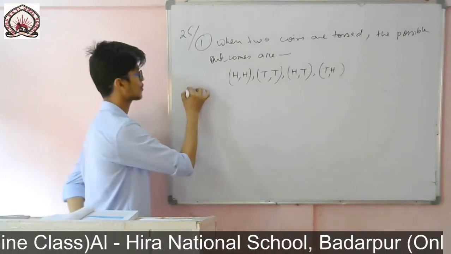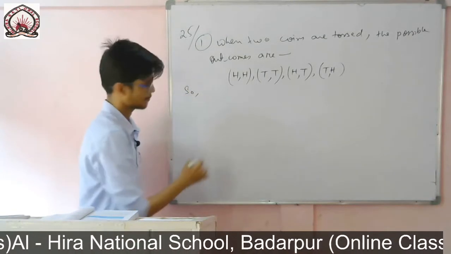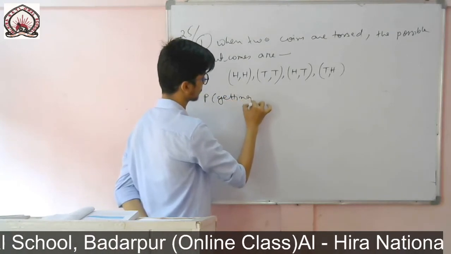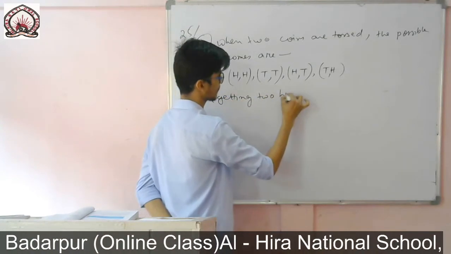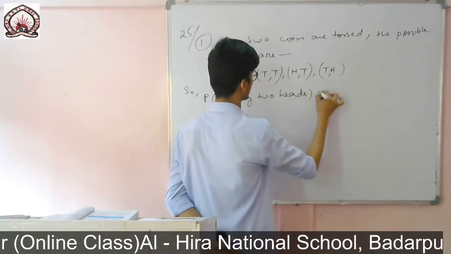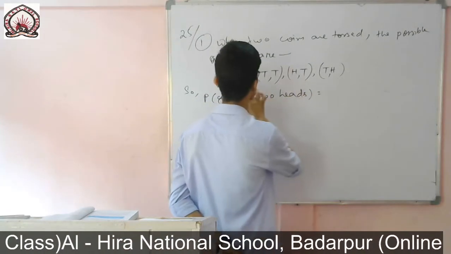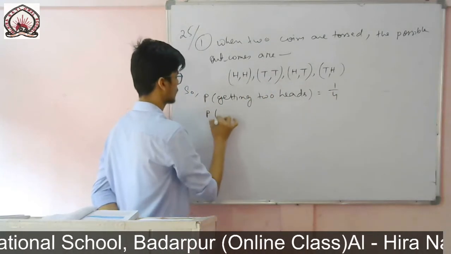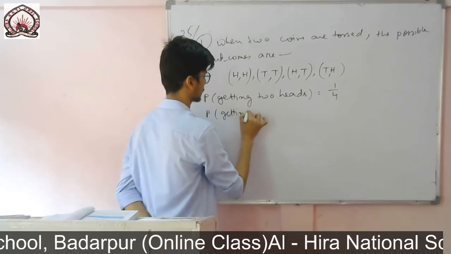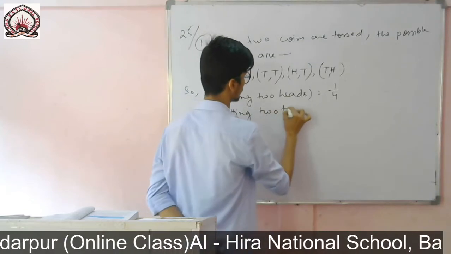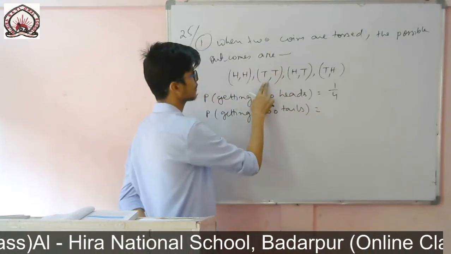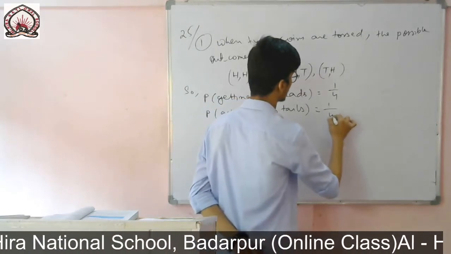So which one is also wrong? I will show. Let me find the probability of getting 2 heads. It occurs how many times? Only one time. So 1 by 4. Then the probability of getting 2 tails: how many times are 2 tails there? Only one time. So it will be 1 by 4.